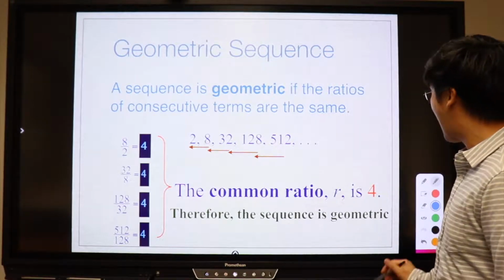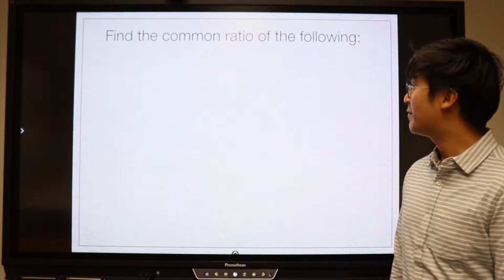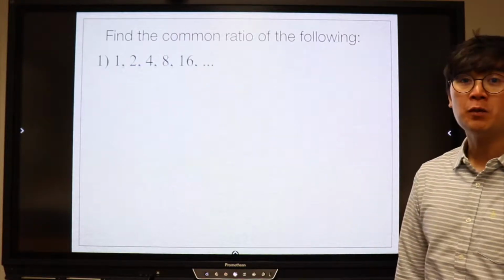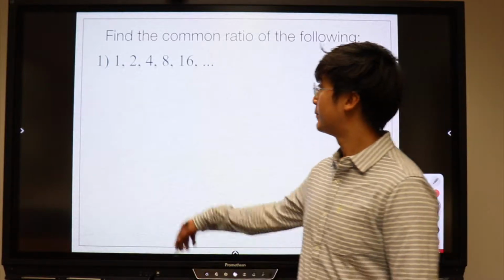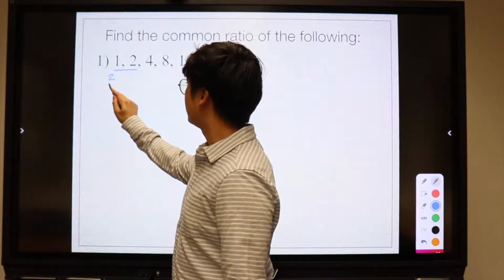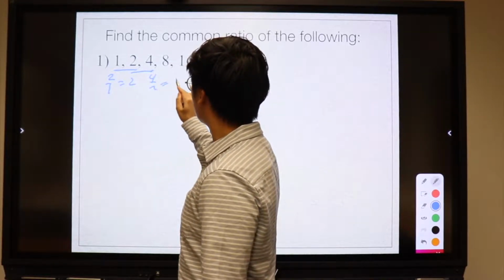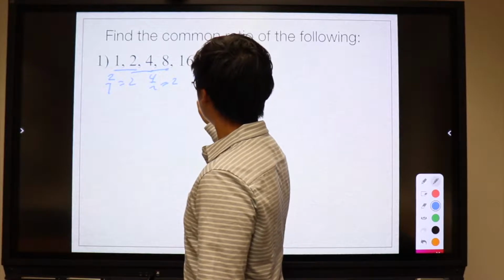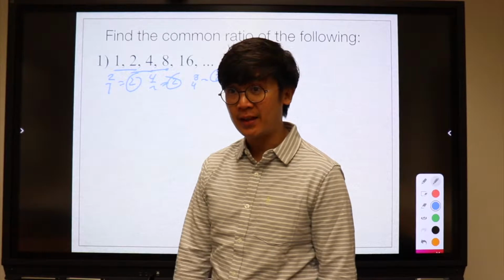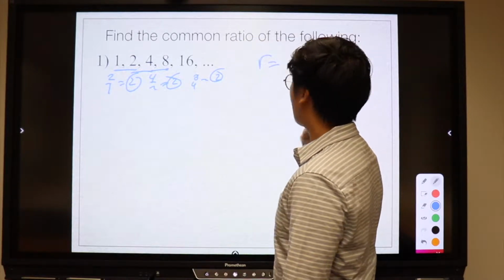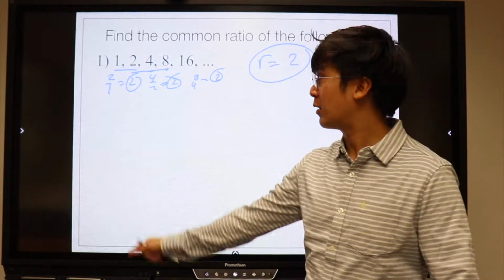So now that you know how to spot a sequence if it's geometric, can you please tell me if this sequence is geometric? 2 divided by 1, 4 divided by 2, 8 divided by 4. So they're all the same, right? So is this a geometric sequence then? Yes. And what is the common ratio? 2. What do you notice about the sequence?